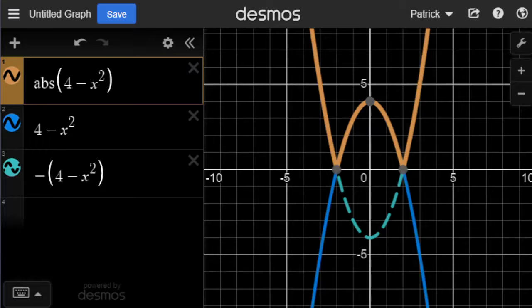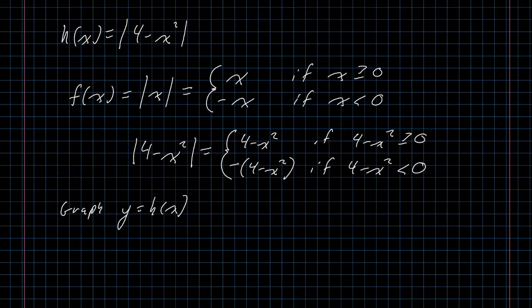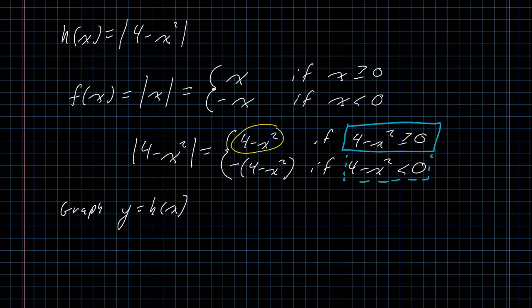So let's get away from the graph and back to the definition of the function here. 4 minus x squared is done. There's not really anything else I can do with that. 4 minus x squared greater than or equal to 0, that's an inequality that I should be able to solve. And then 4 minus x squared less than 0 is the complement of that. We should be able to work with those things together.